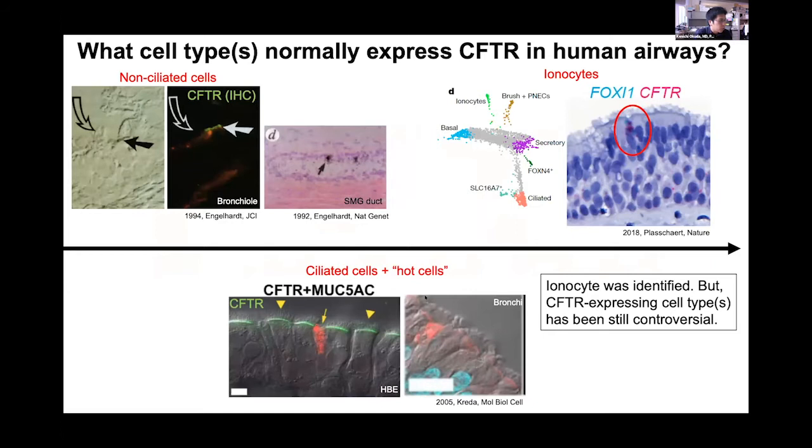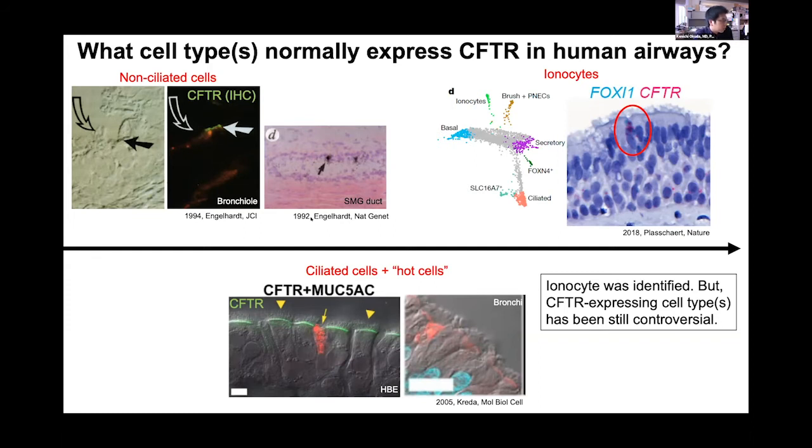However, although many technologies have improved, there is still a controversy surrounding the CFTR-expressing cell type. If we look at the history of candidate CFTR-expressing cells, in the 1990s some reports by Dr. John Engelhardt showed CFTR is expressed in non-ciliated cells in bronchioles, which are small airways, and he also found really high-intensity CFTR-positive cells in submucosal gland ducts.